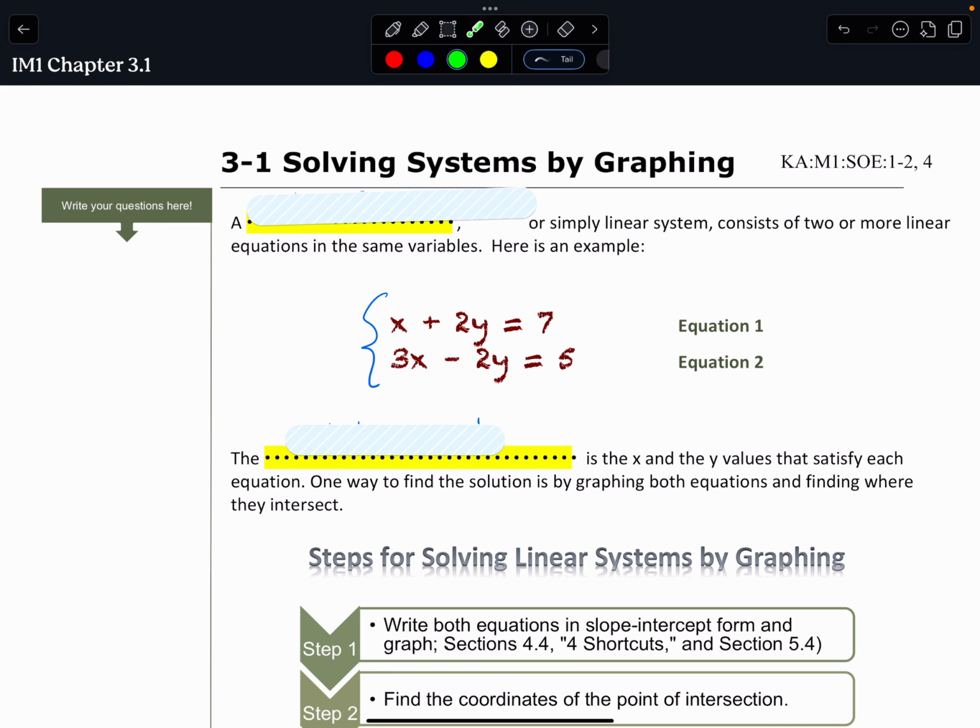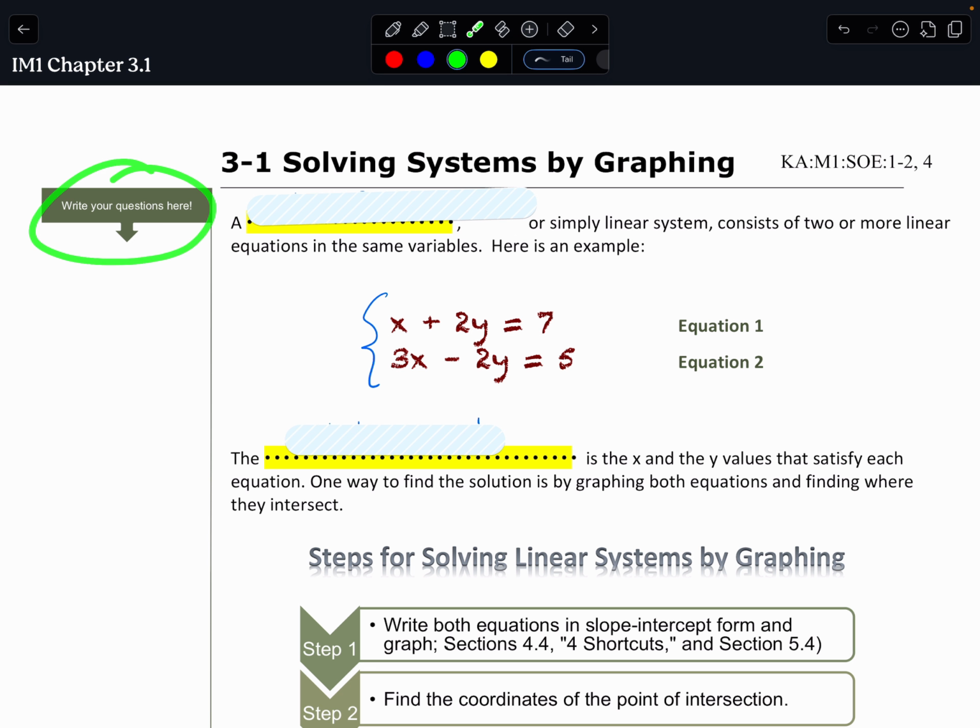All right, Math 1, this is lesson 3.1, solving systems by graphing. Our skills are going to be from Unit 6. The SOE stands for Systems of Equations, and this chapter is related to skills 1, 2, and 4 from that unit in Khan Academy. You'll notice the setup for these notes is a little bit different.